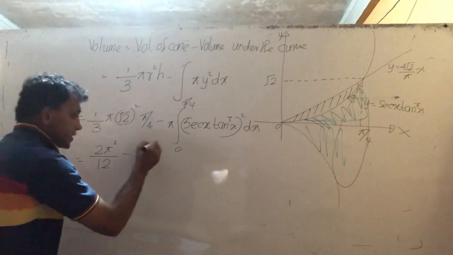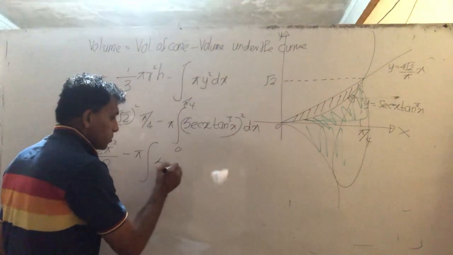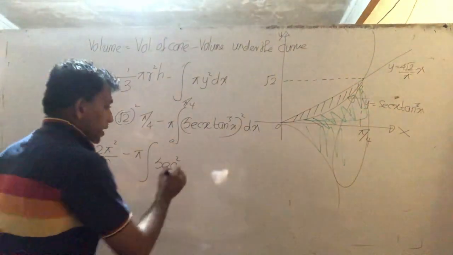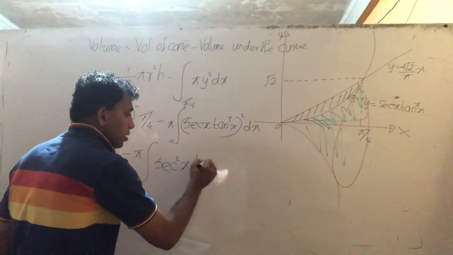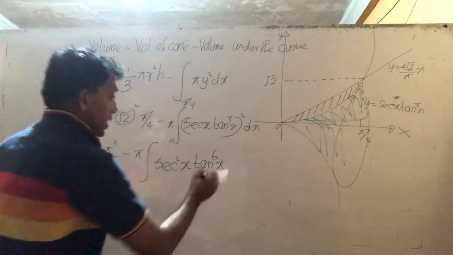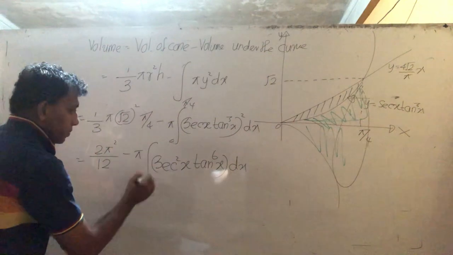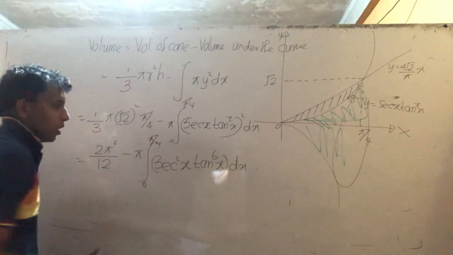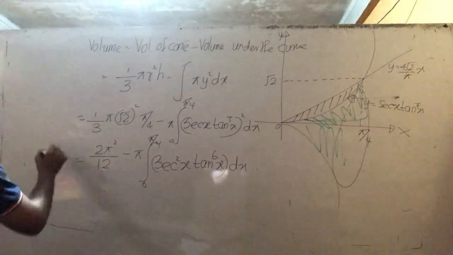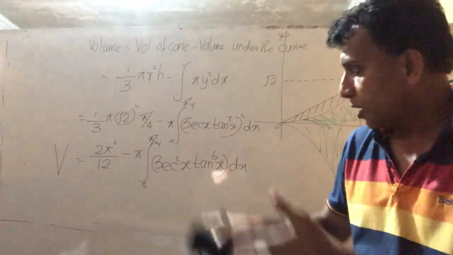Minus pi integral. I square it, what does it become? Sec square x and tan to the power 6 x into dx. The boundary is 0 to pi by 4. Now it is better to integrate separately, hence we come to the answer once again. If I say V equals that, right? Copy that. If you work it, check with me. If any problem, this is the method, right?